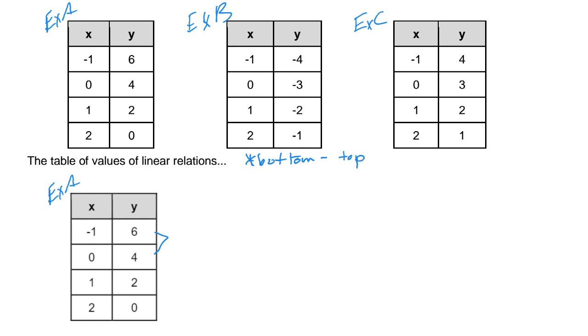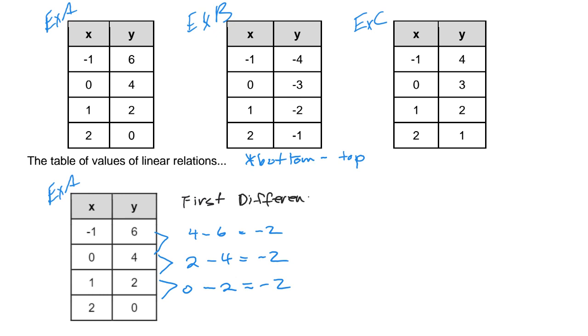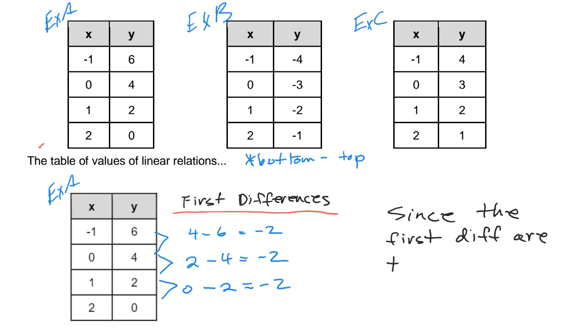Okay, so in this case, I've got 4 minus 6, which gives us -2. Use your calculator. Then 2 minus 4 gives us -2. And then 0 minus 2, punch that in your calculator, you end up with -2. So this is what we call the first differences. And we call this the first differences because if the first differences are the same, then this is linear.